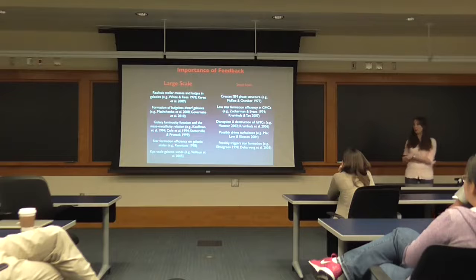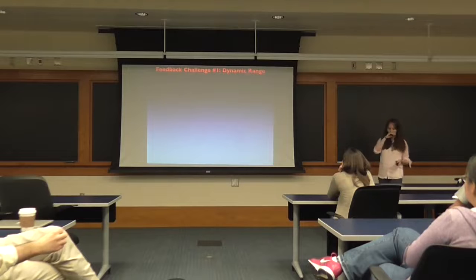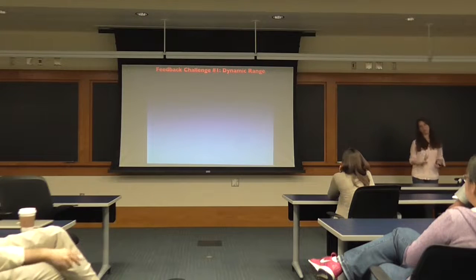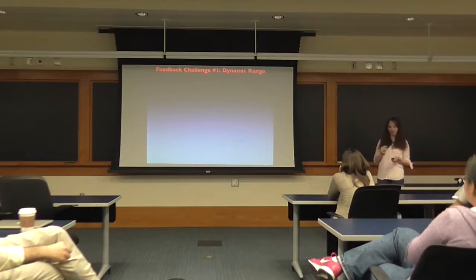So obviously feedback is important and has a profound effect on both small and large scales, but it's often cited as one of the most uncertain things in models today. And I think there are 3 reasons why stellar feedback is cited as uncertain. Number one is the dynamic range.